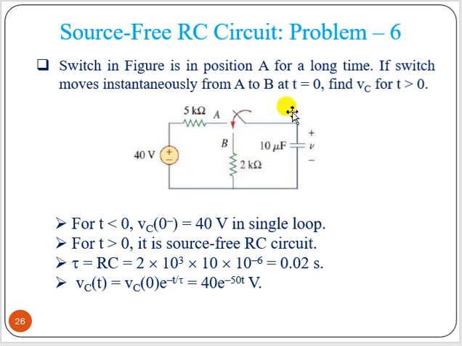Now for t greater than 0, it becomes a source free circuit. Here we have only a single R and C. So we have to find out the RC value, that is tau, equal to 2 kilo ohm times 10 to the power minus 6, that is microfarad. So we got the tau value. Then we can find out Vc(t) as Vc(0), which is 40 volt, e to the power minus t by tau. Now 1 by tau is 1 by 0.02, which is nothing but 50. So this is the Vc value.